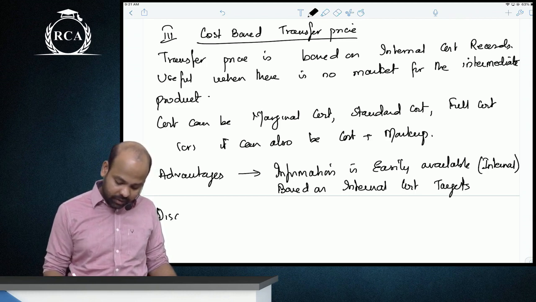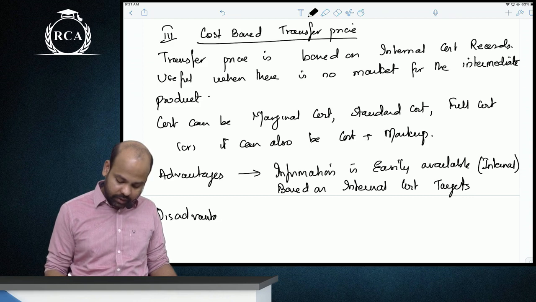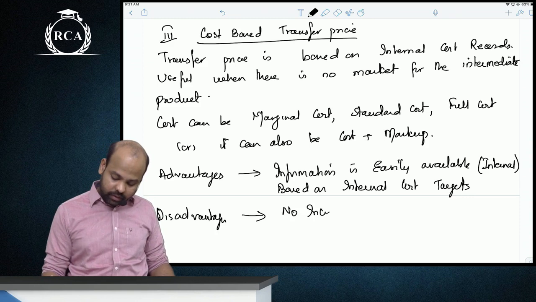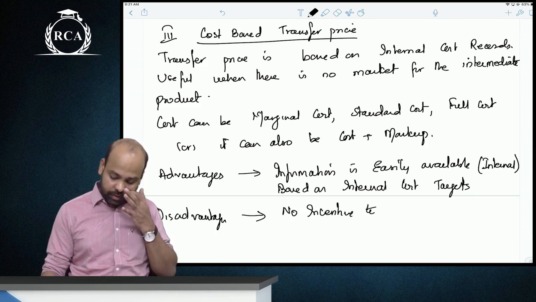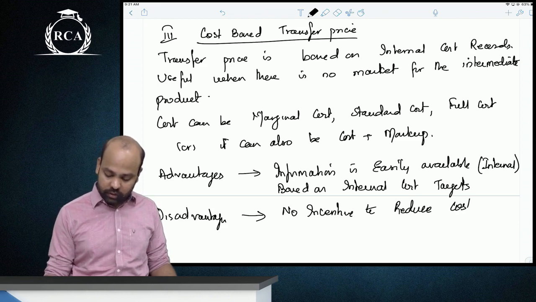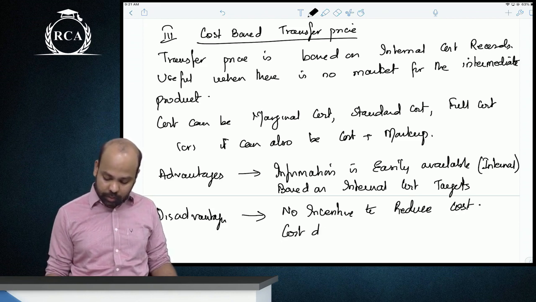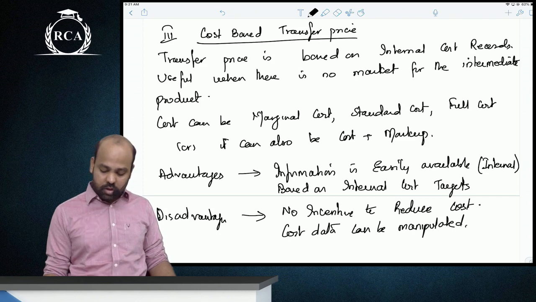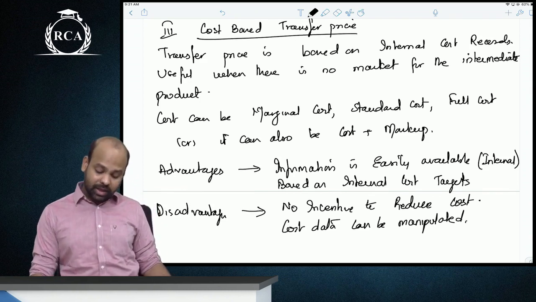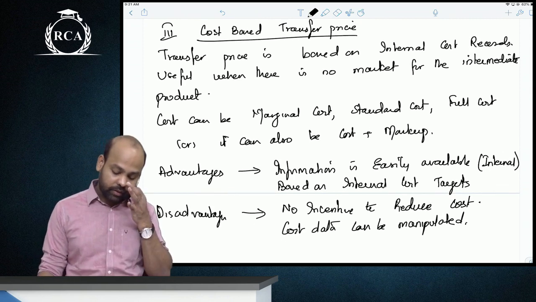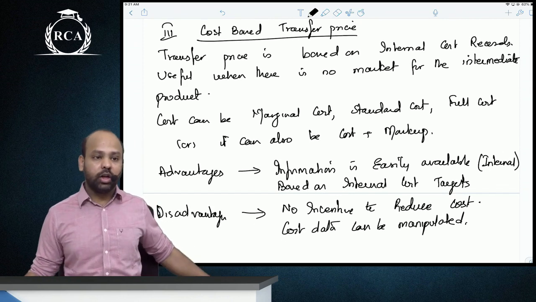As far as the disadvantages are concerned, beta, remember, guys, there'll be no incentive to reduce cost, or cost data can be manipulated. What if you are manipulating the cost data, guys? So those disadvantages can be there as far as cost based transfer price is concerned.